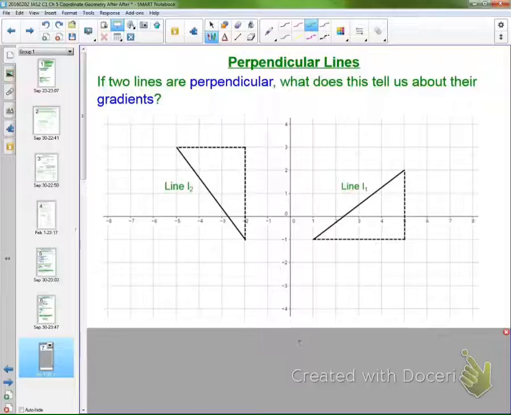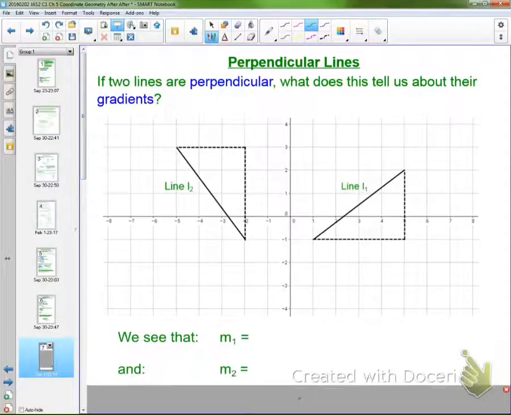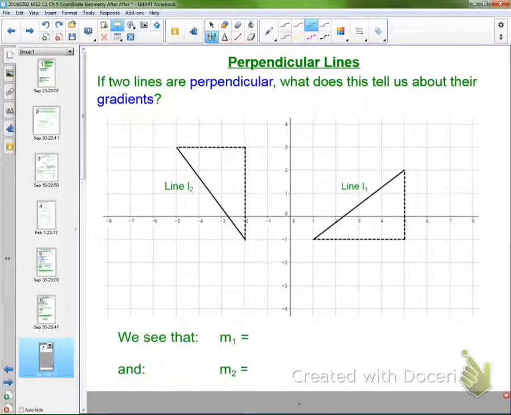So for L1, we can see that the change in x is equal to 4, and we can see that the change in y is equal to 3. For L2, the change in x is 3, and the change in y is negative 4. So this tells us that the gradient of L1 is equal to 3 over 4. And the gradient of L2 is negative 4 over 3.